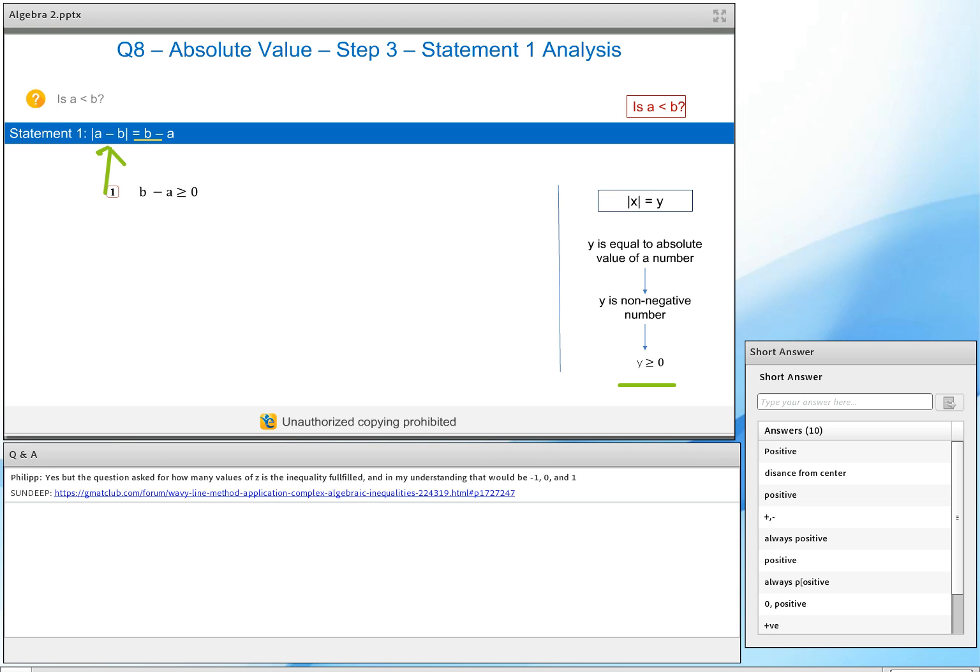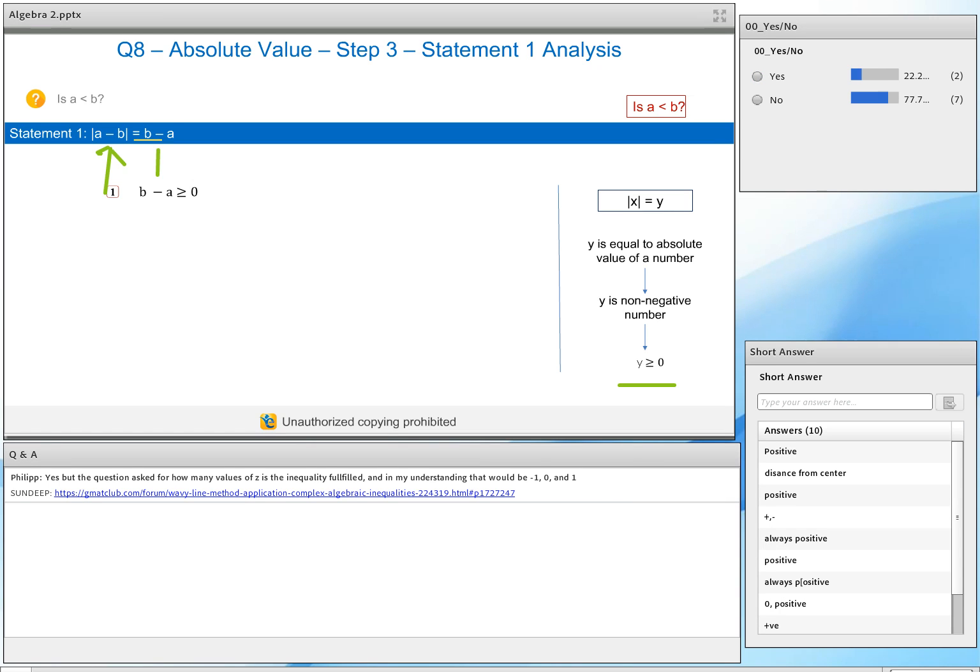How many of you were able to get to this point? How many of you translated this absolute value equation into b minus a is greater than or equal to 0? That's the first feedback point for this particular question. You always need to consider that an absolute value is always greater than or equal to 0.